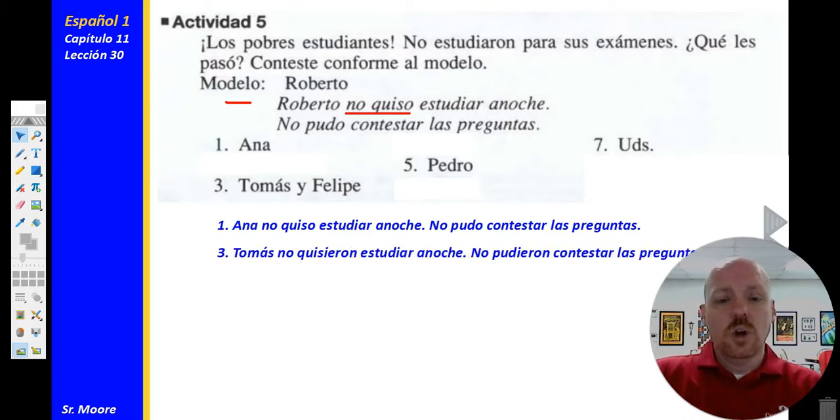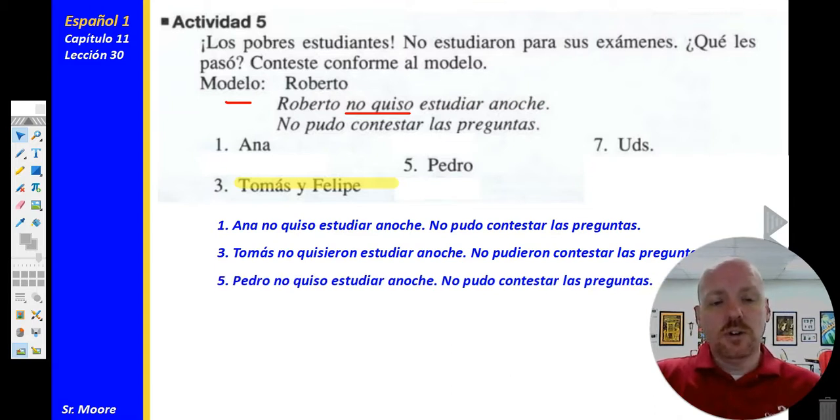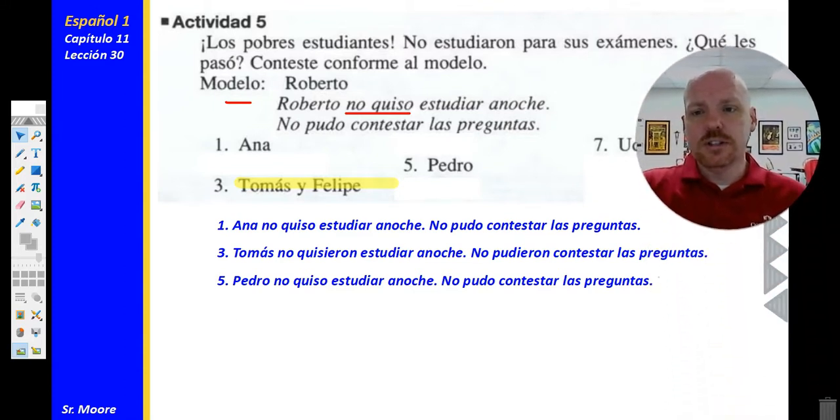Número 3. Tomás y Felipe. This should be Tomás y Felipe, not just Tomás. Tomás y Felipe no quisieron estudiar anoche. No pudieron contestar las preguntas. Thomas and Philip refused to study last night. They could not answer the questions. Número 5. Pedro no quiso estudiar anoche. No pudo contestar las preguntas. Pedro refused to study last night. He could not answer the questions.